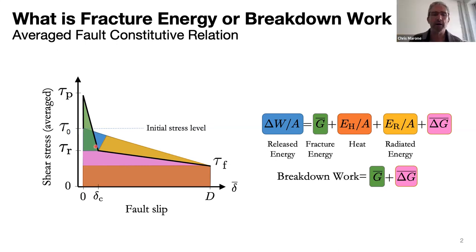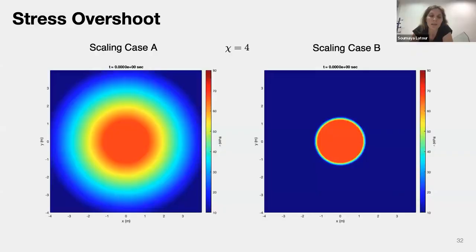Okay, yeah. Sumaya, please. Hi, thank you for your talk. I was wondering where exactly the overshoot is coming from in your simulation? If I understand correctly, you apply a slip weakening friction law, so the stress should be limited at the residual stress.